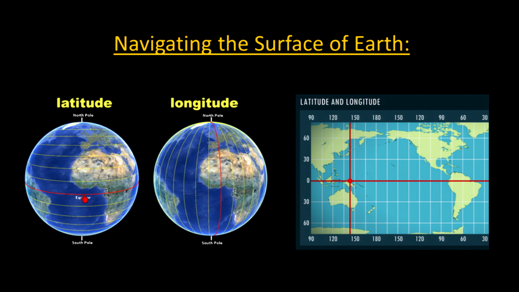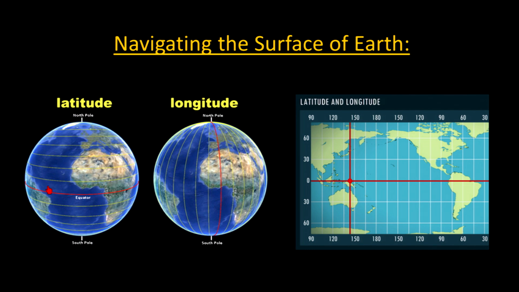Now what we can do is indicate two distinct directions of movement. One of those directions can be from the equator heading towards the poles. So the further and further away from the equator we get, the closer we get to the poles, we are changing our latitude. So latitude is going away from the equator towards the poles.